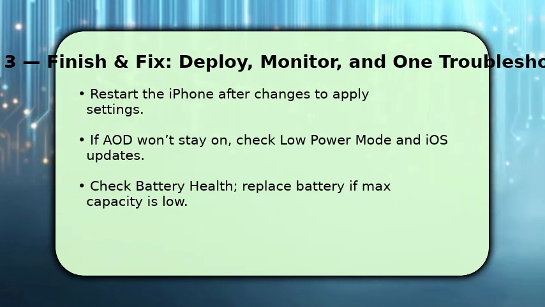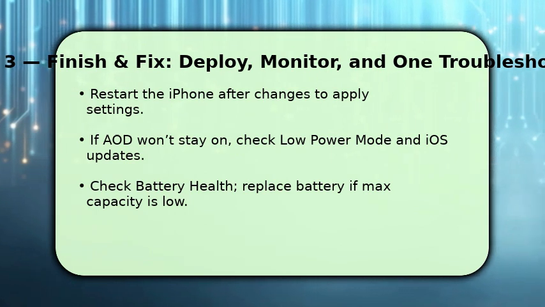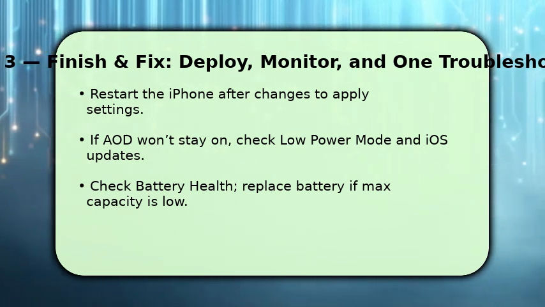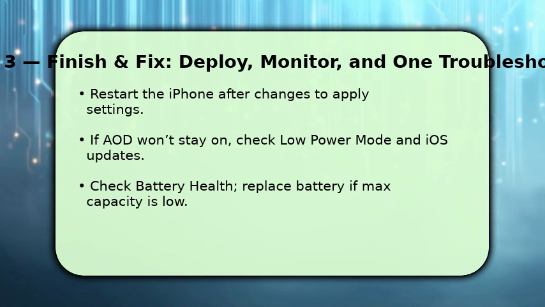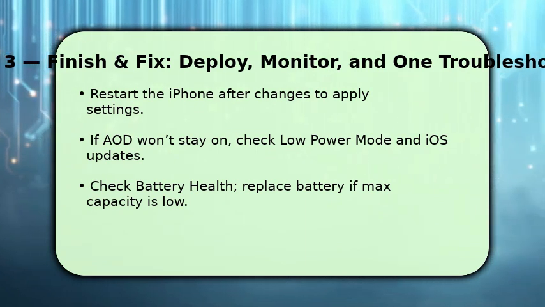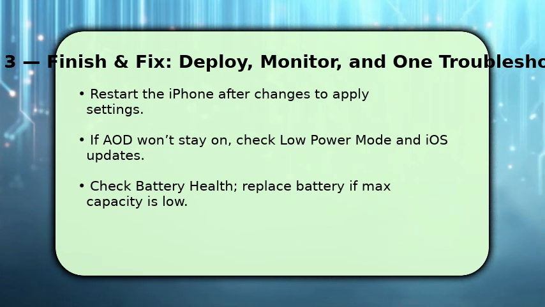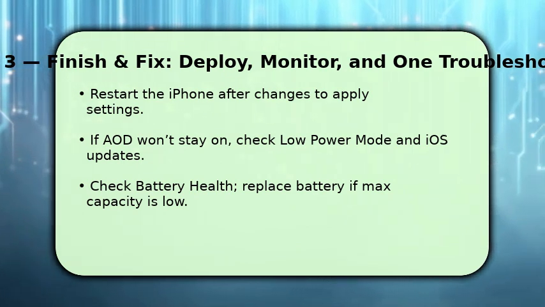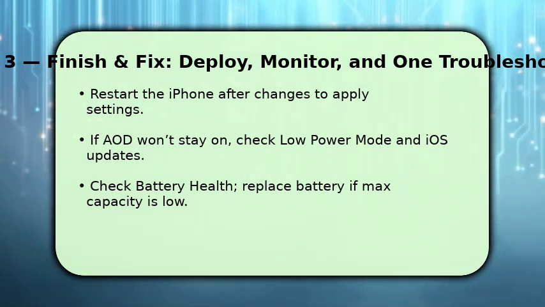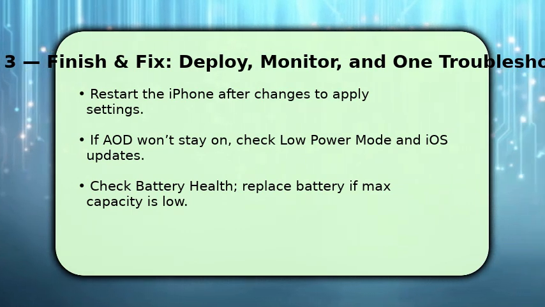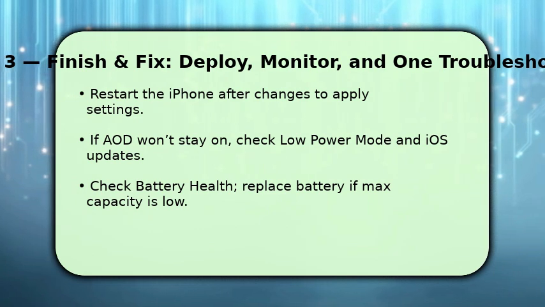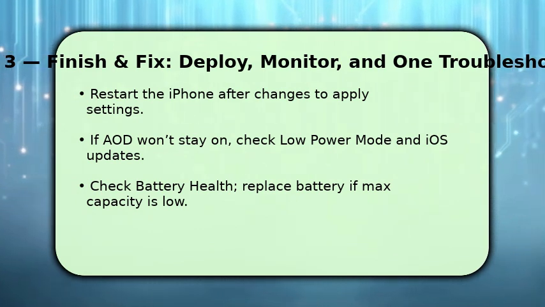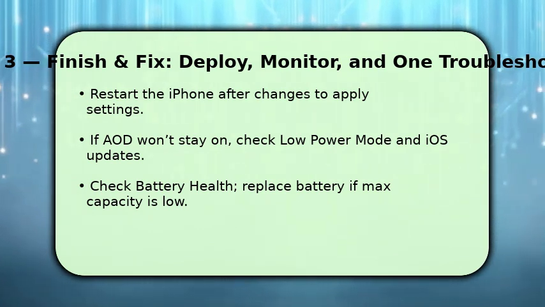If Always On display won't remain active, make sure low power mode is off, install any pending iOS updates, and confirm the model supports AOD. If problems persist, check battery health in Settings, Battery. A severely degraded battery may disable or shorten always-on functionality. Consider service. As a quick fix, toggle Always On off and on again, then reboot.